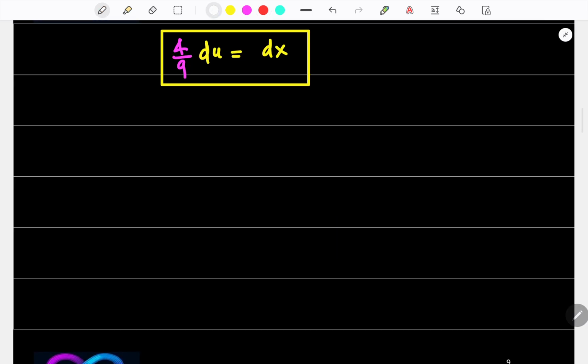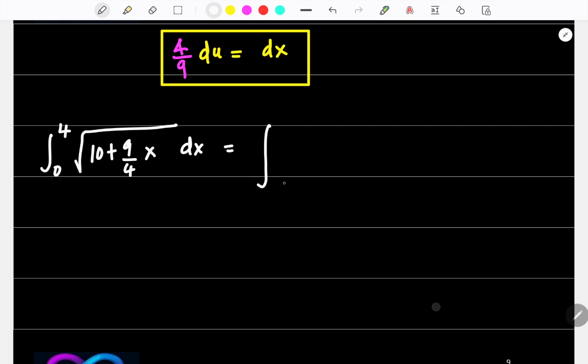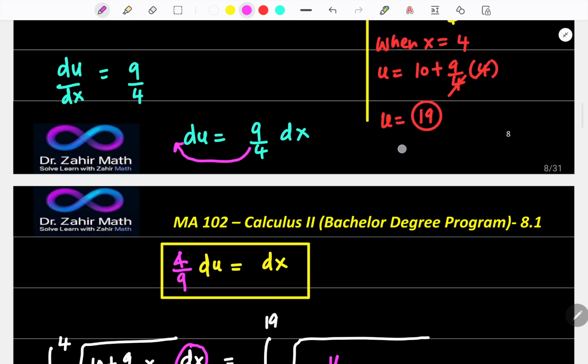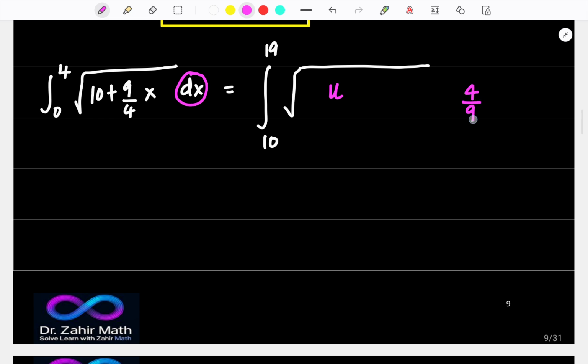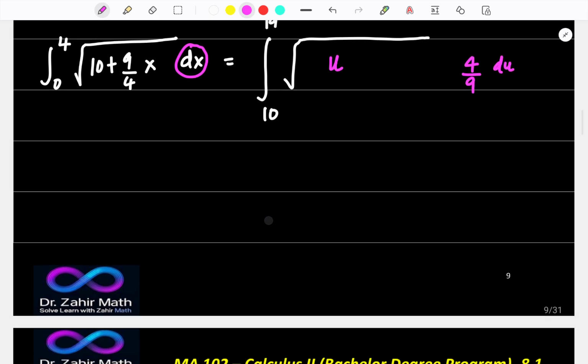So finally let me write this one so that you will come to know what is inside. So the integral 0 to 4, actually we have the square root of (10 + 9/4 x) times dx. This equals, 0 to 4 converted into 10 to 19, and then square root of u. This part is going to become u. And then your dx, just now we calculated dx is equal to 4/9 times du.